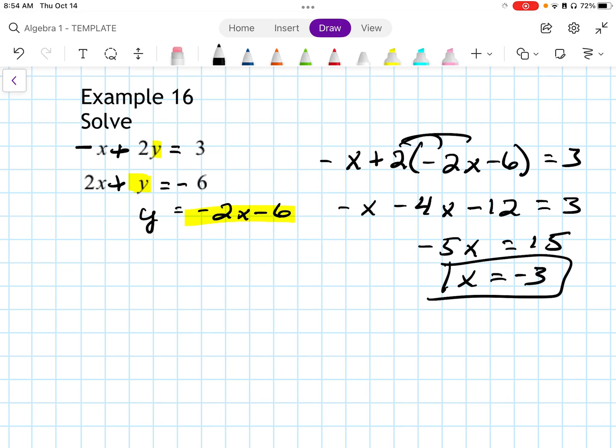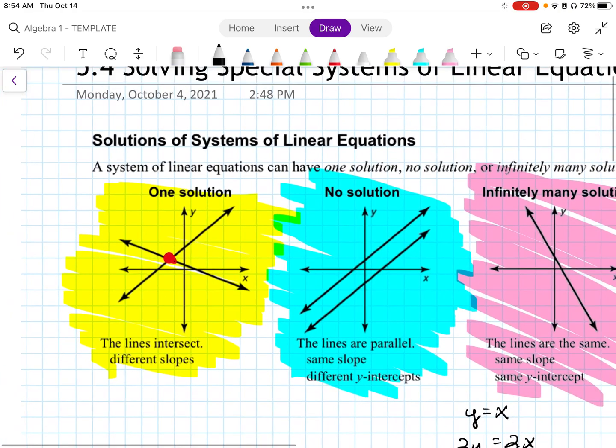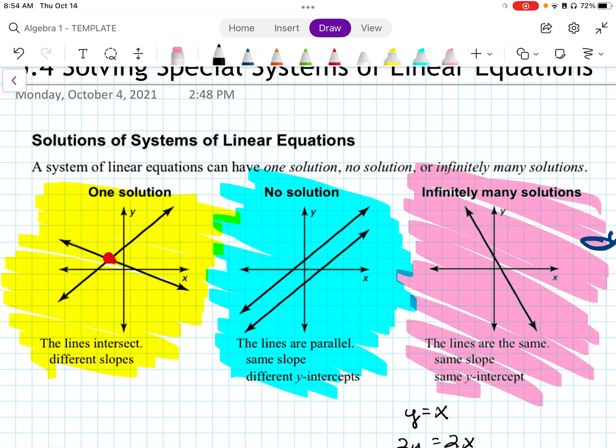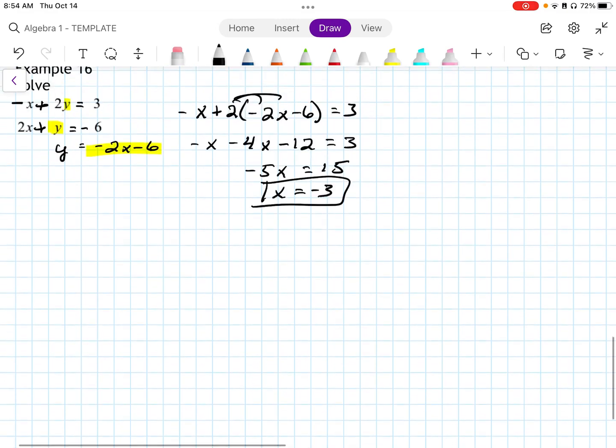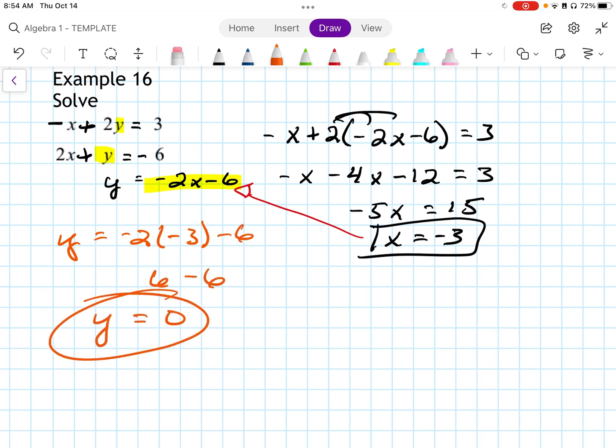I'm not finished with the problem yet, but make sure that just because we have these other two, the blue and the pink special case scenarios, we can still have regular plain old lines that cross, right? Just because we've learned these two new things doesn't mean we don't have points anymore as our answer sometimes. So let's finish this one. We'll plug back in. I'm going to plug into this guy here. Y equals -2 times -3 minus 6. That would be 6 minus 6, which is 0. So my point is -3, 0.